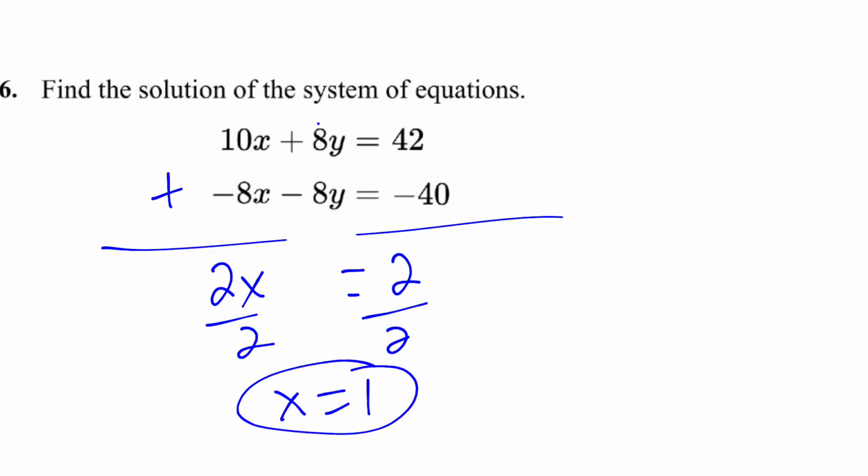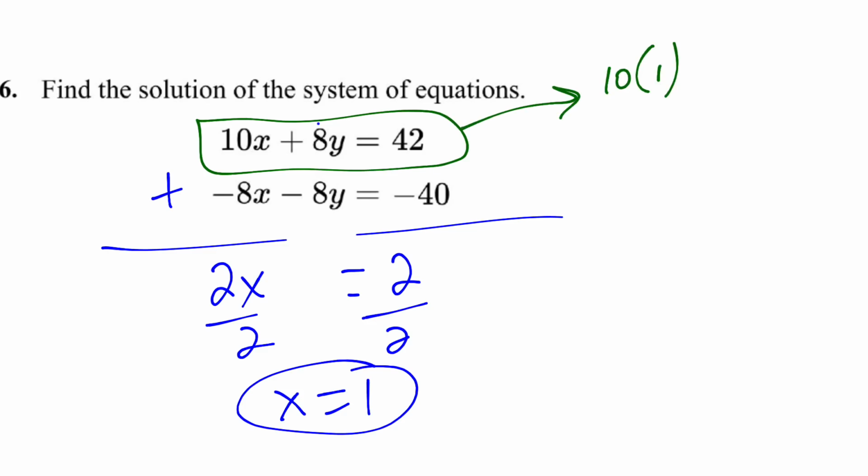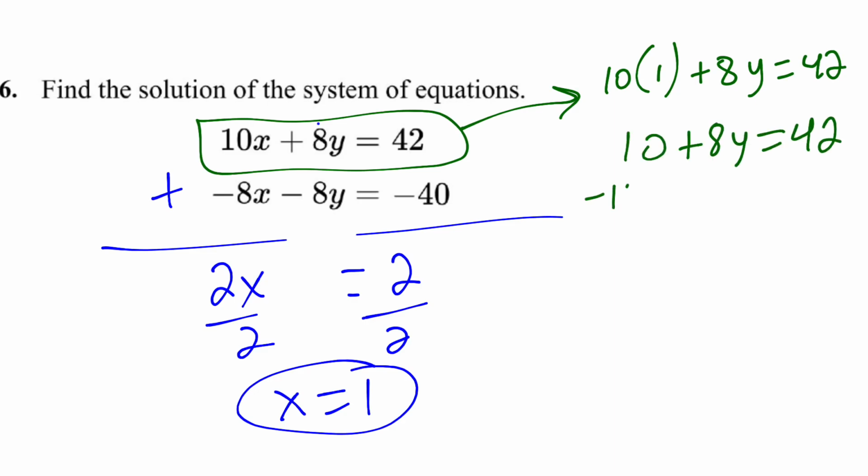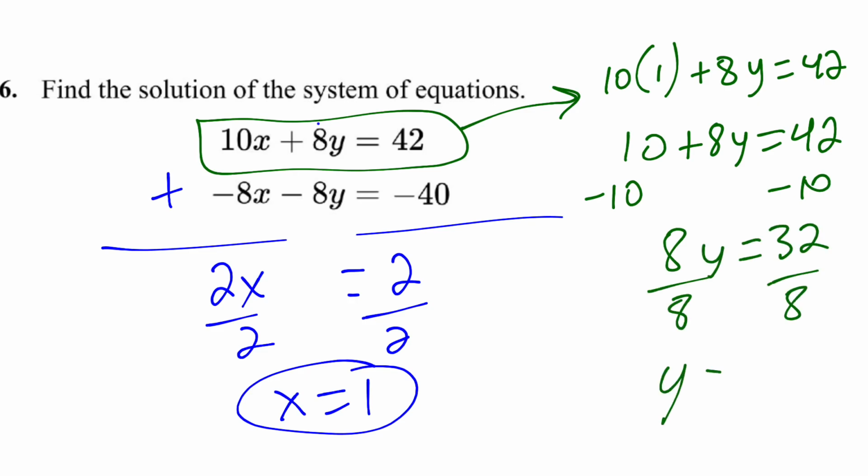Halfway to my answer, let's drag over one of these equations, like let's say this one, and let's plug in 1 where there used to be an x. So this tells me that 10 plus 8y is equal to 42, and we're back to two-step equations. We subtract 10 from both sides to get 8y is equal to 32. We divide by 8 on both sides to get y is equal to 4. I have both of my coordinates. This is the complete answer.